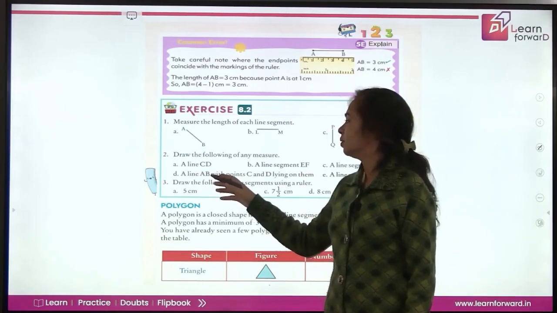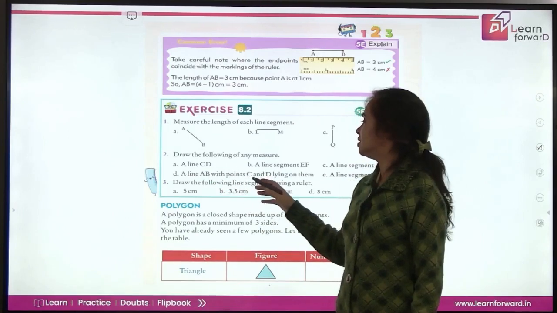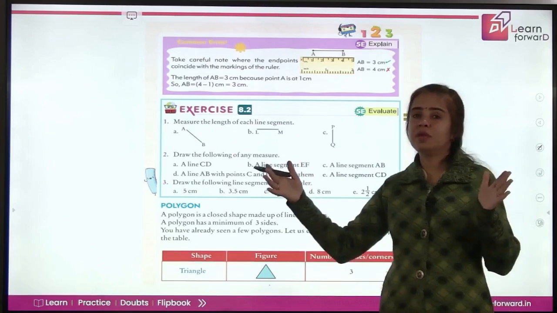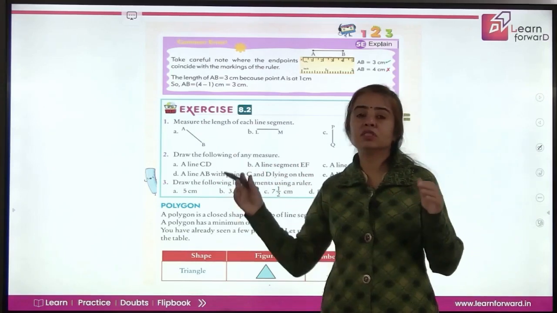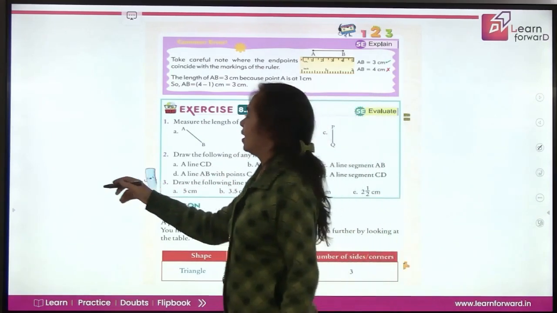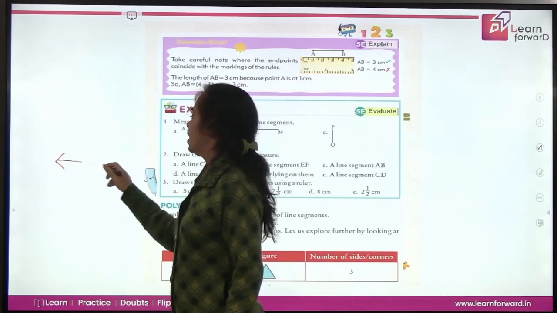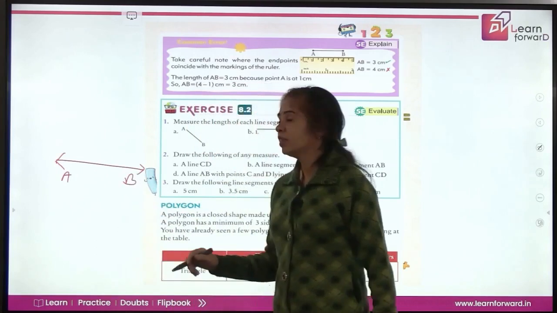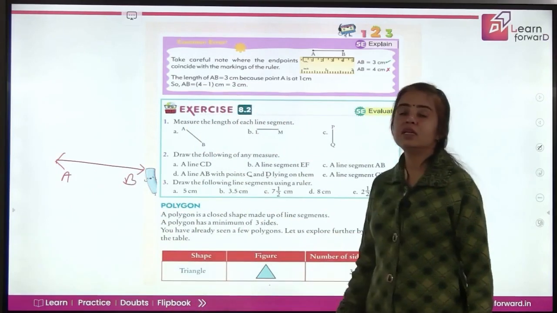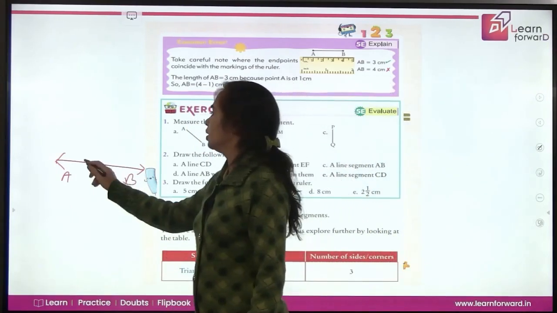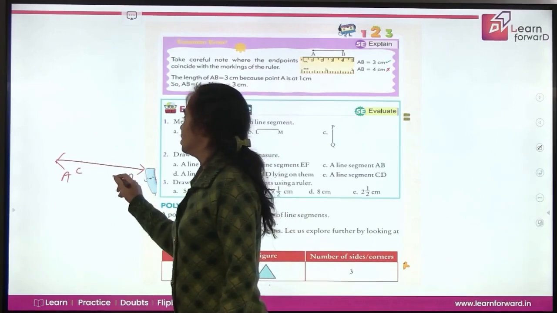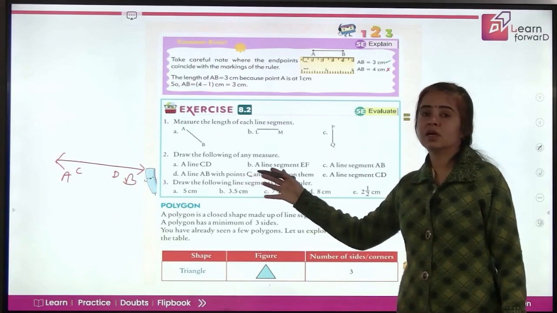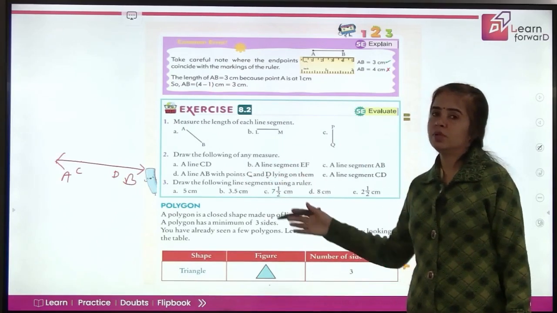A line AB with points C and D lying on them. So your line will be AB. Just like here you have drawn CD, make AB as the line. So if this is the line I have drawn, I'll write A here, B here. But on that, I have to mark C and D, 2 points lying on them. So I can mark it C and D. That's it. Okay. So just read the instructions and follow them. You get to the answer.